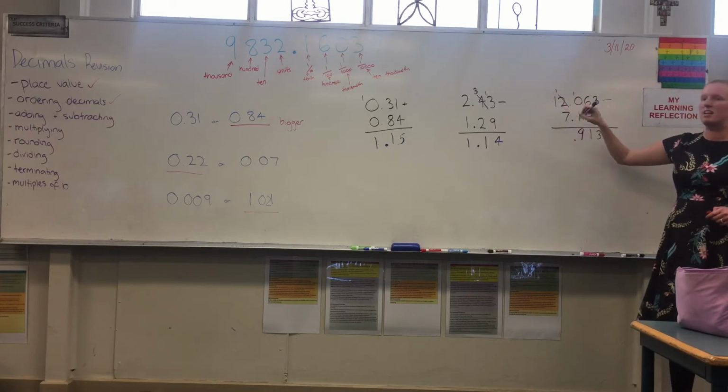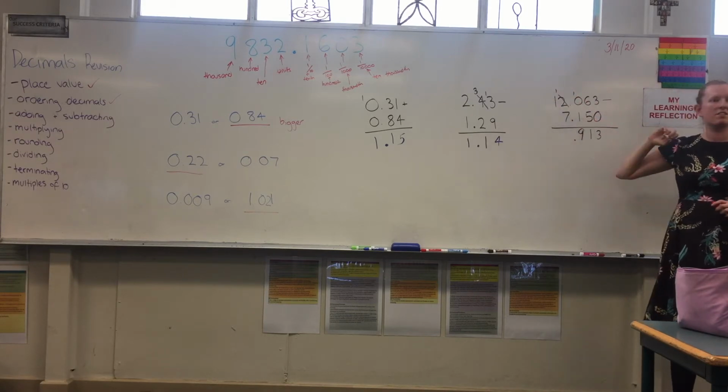1 minus 7, can't do that, so it becomes 11 minus 7, which is... Then that would be 4.